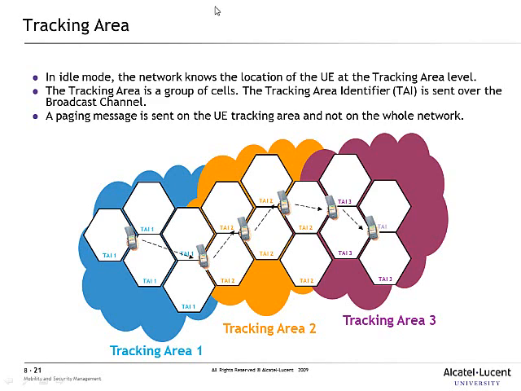At tracking area level. Okay, so once the system knows that the user is in this particular tracking area, you only page in the cells that form that tracking area. You don't need to page in other cells. This way you can minimize the amount of paging that you do.